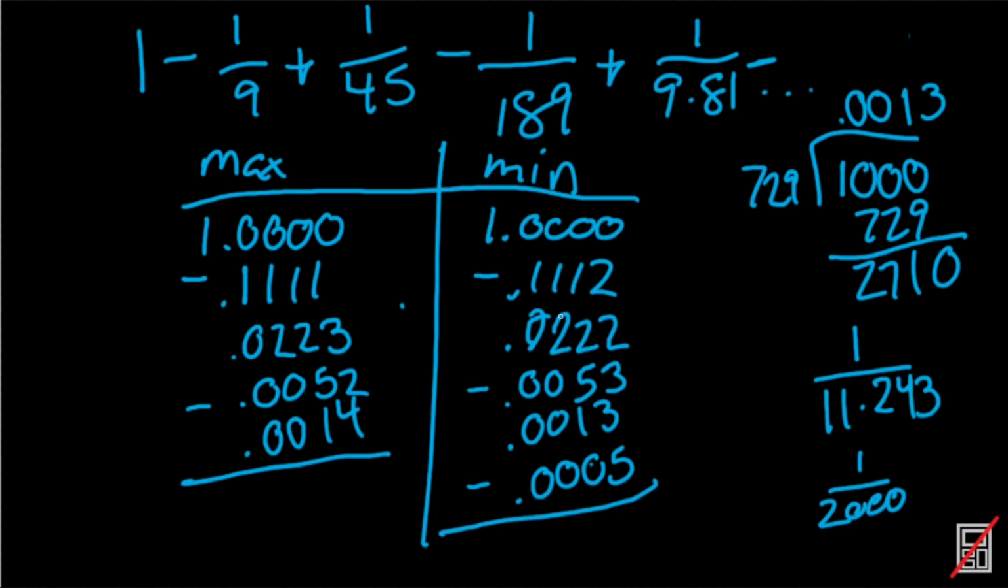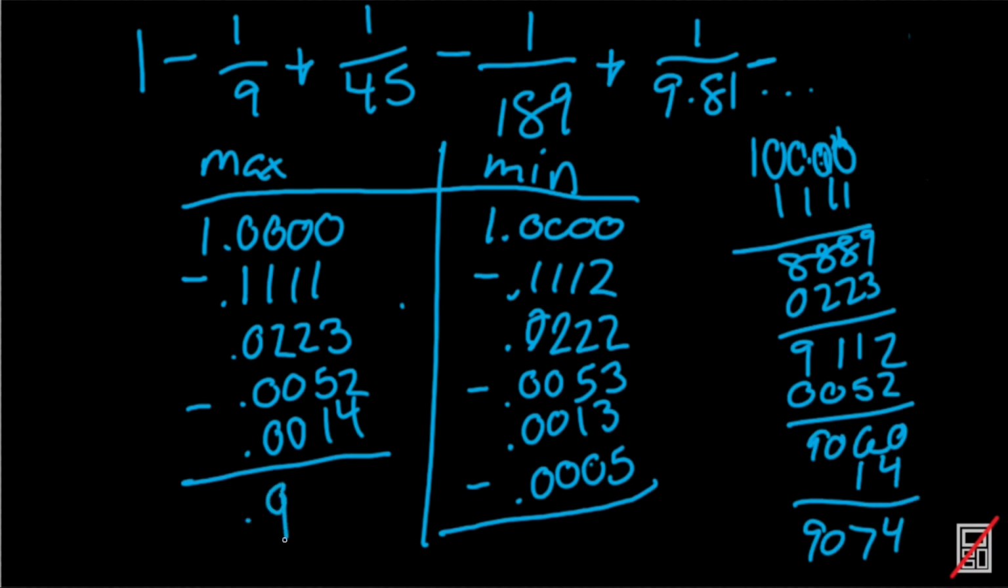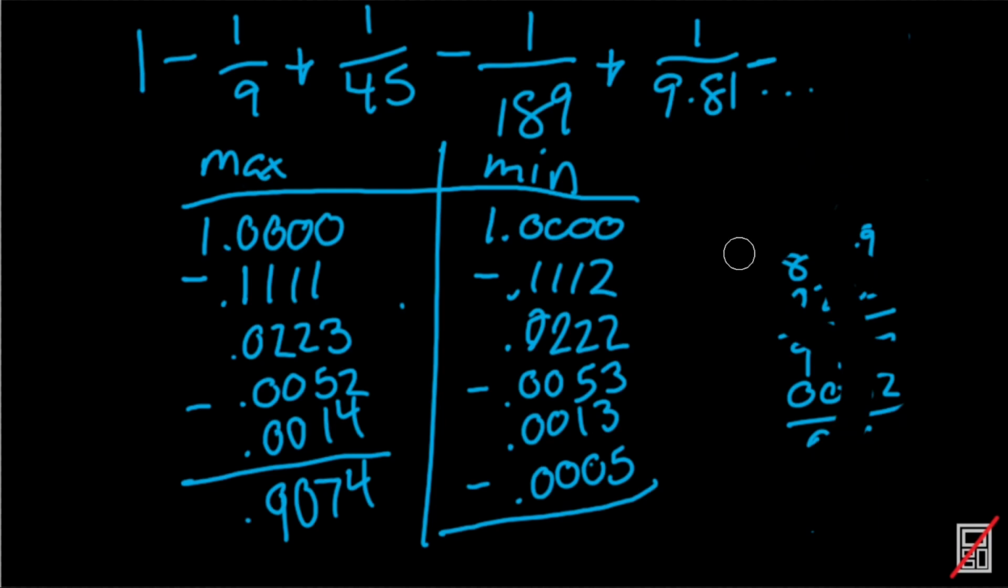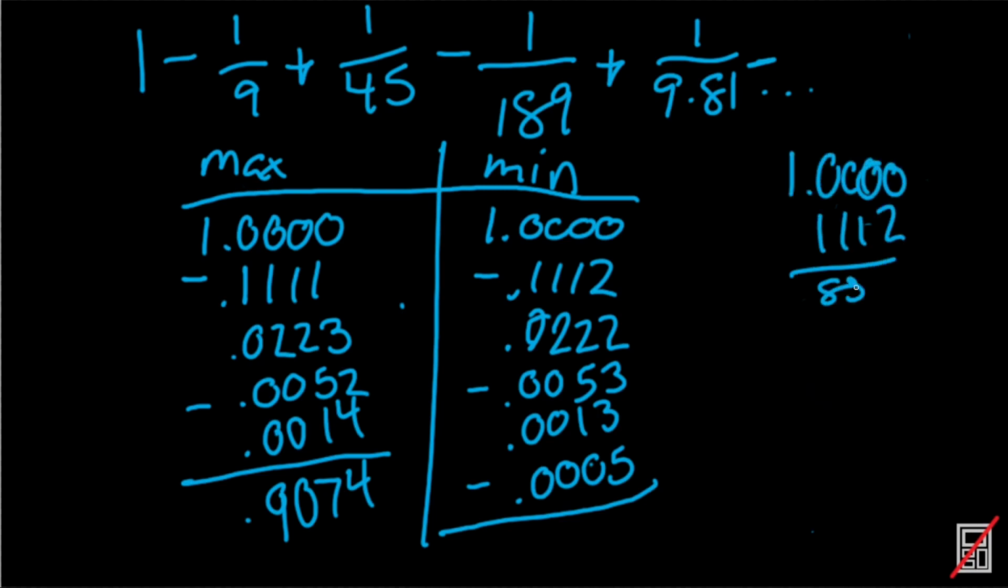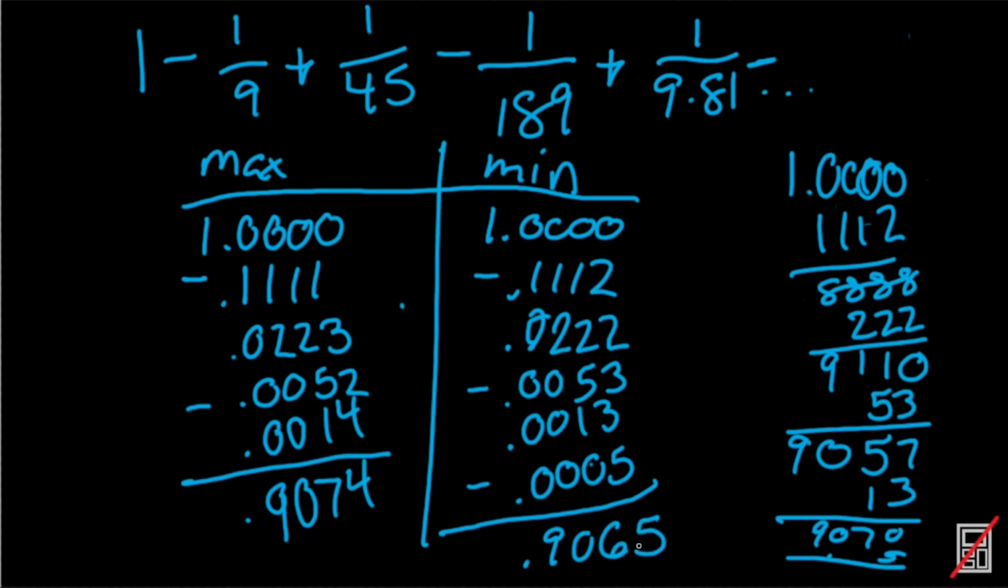We can do this. This is 0.9074. Doing the other side, which I'll skip through pretty quickly so you can watch it, gives us 0.9065, which is a really close approximation. It is nice. 65 and 74.